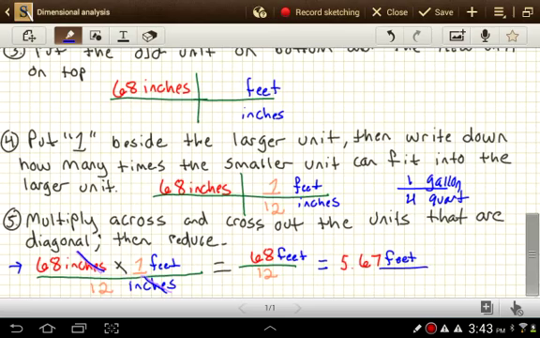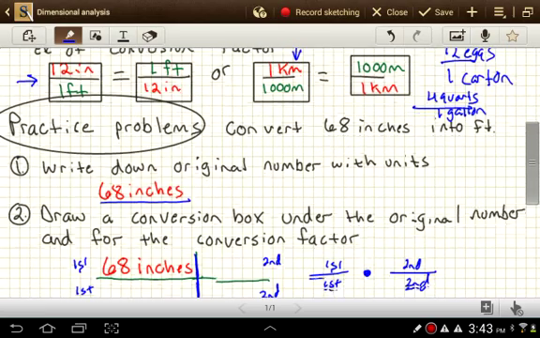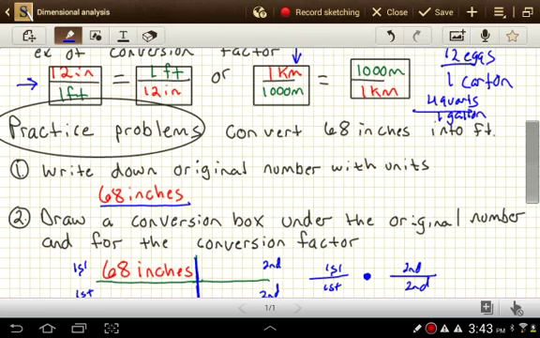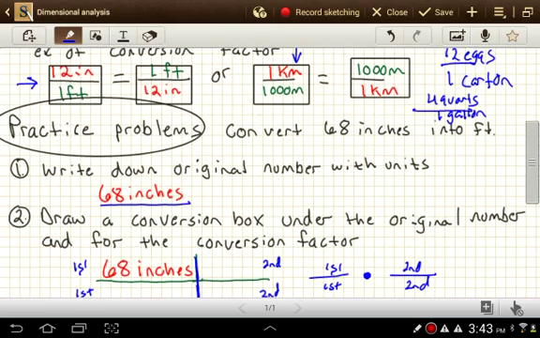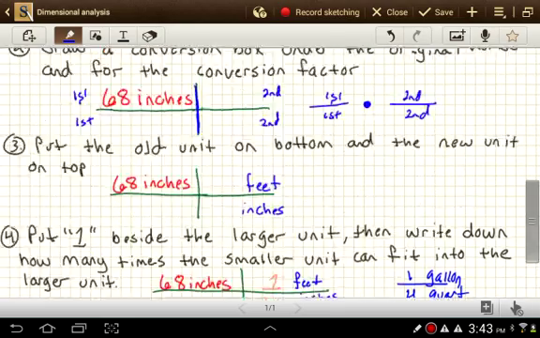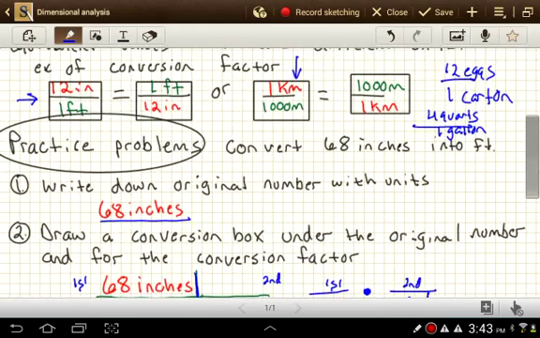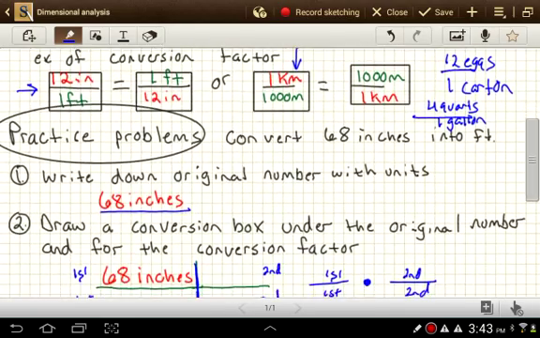So go back up here. How many feet are in 68 inches? 5.67. If you wanted to actually convert that into inches as well, you have to realize that there are 5 feet in 60 inches. 5 feet and 60 inches. You have 8 left over, so that's 5 foot 8 inches.